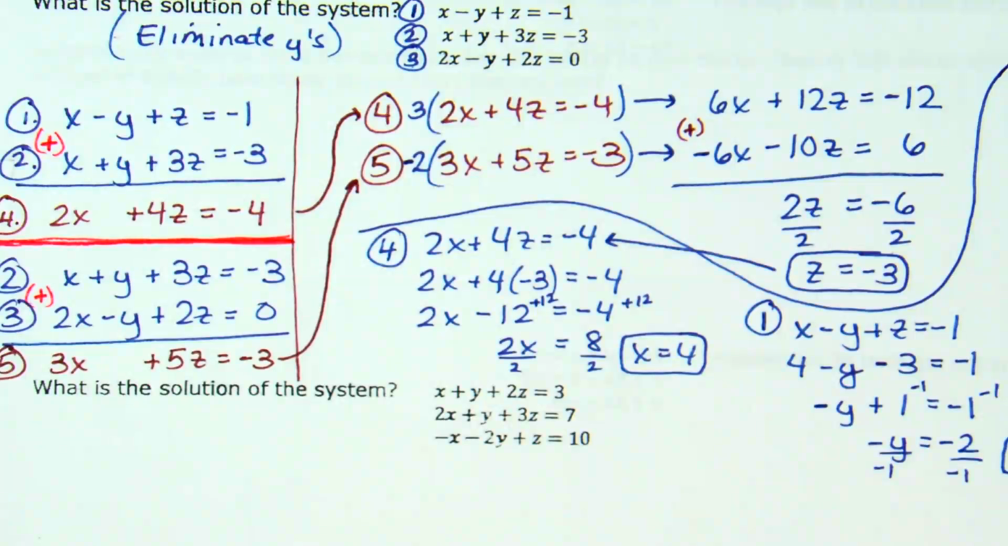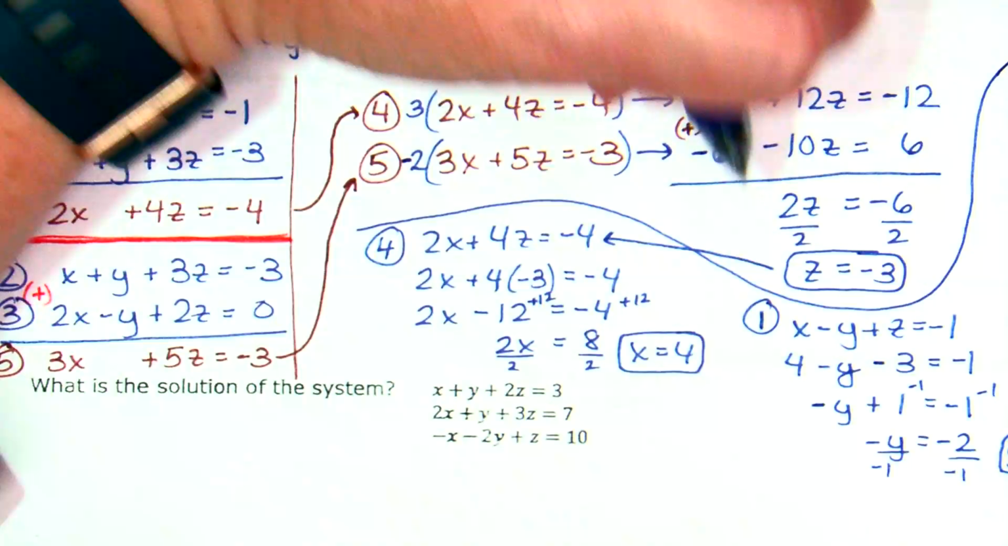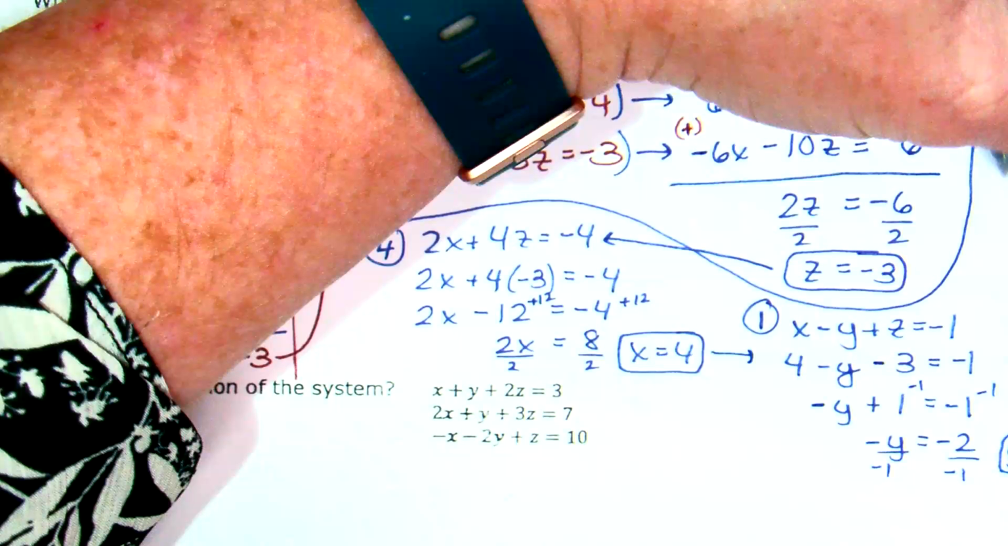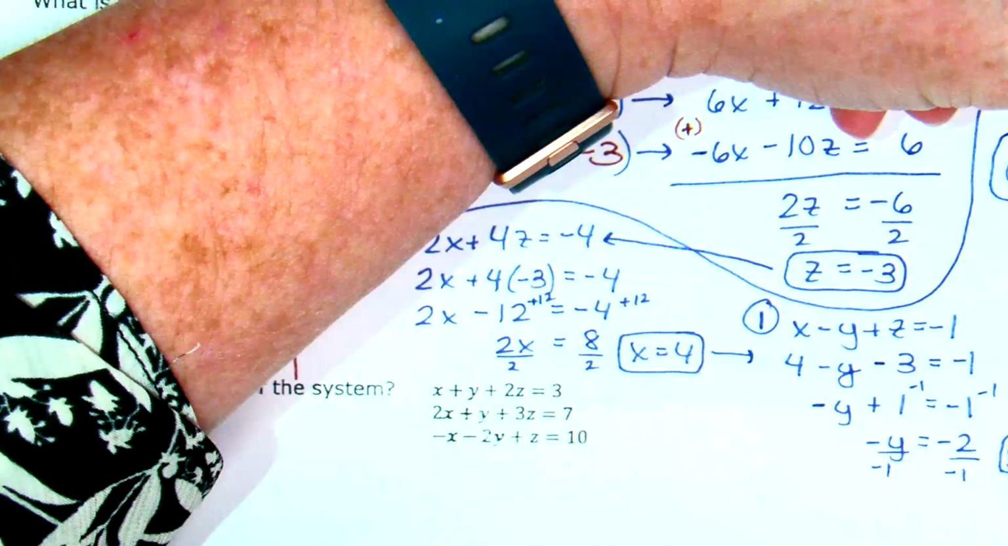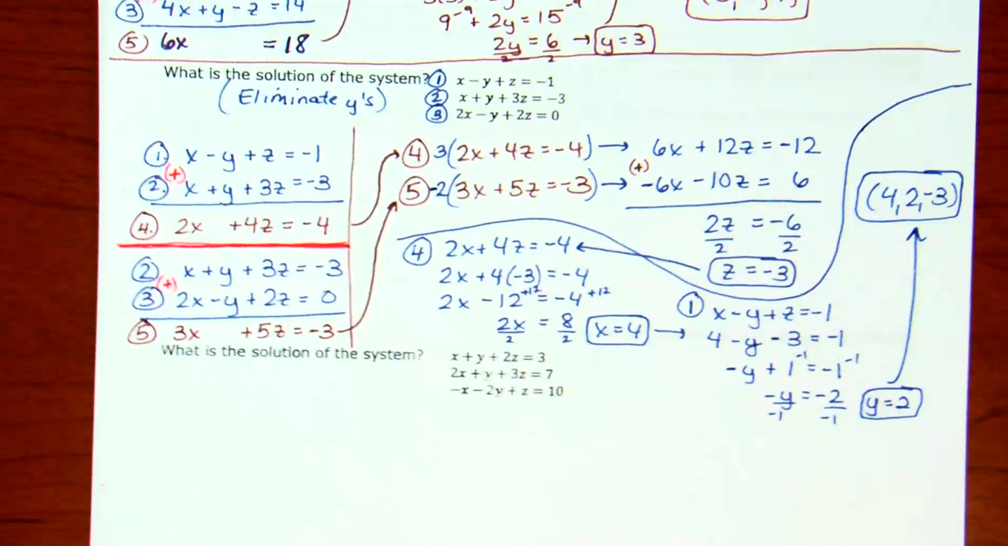Okay. Realize there are lots of different directions you could have gone along this path, aren't there? We're not all going to do them the same. What is my final answer? 4, 2, negative 3. You can't see what I wrote, but I wrote 4, 2, negative 3.